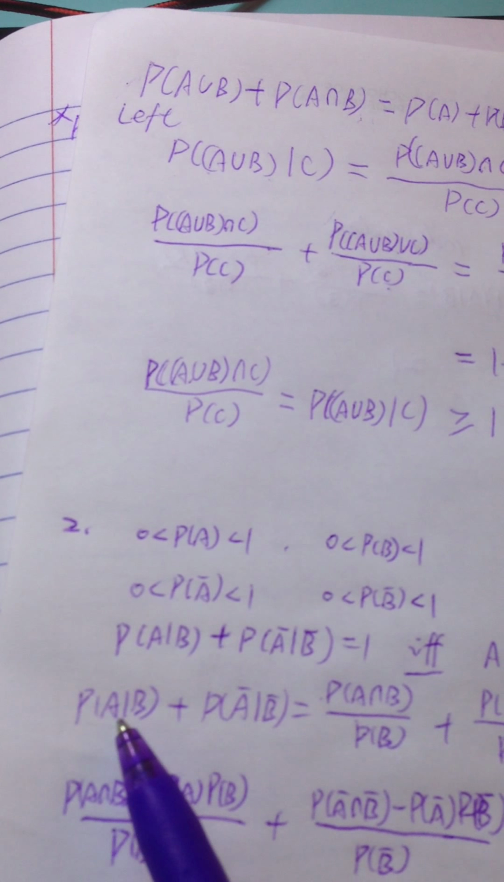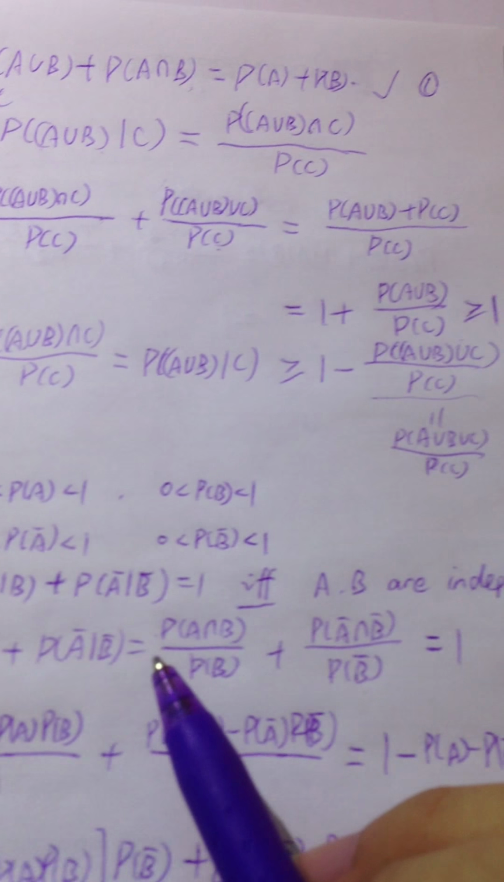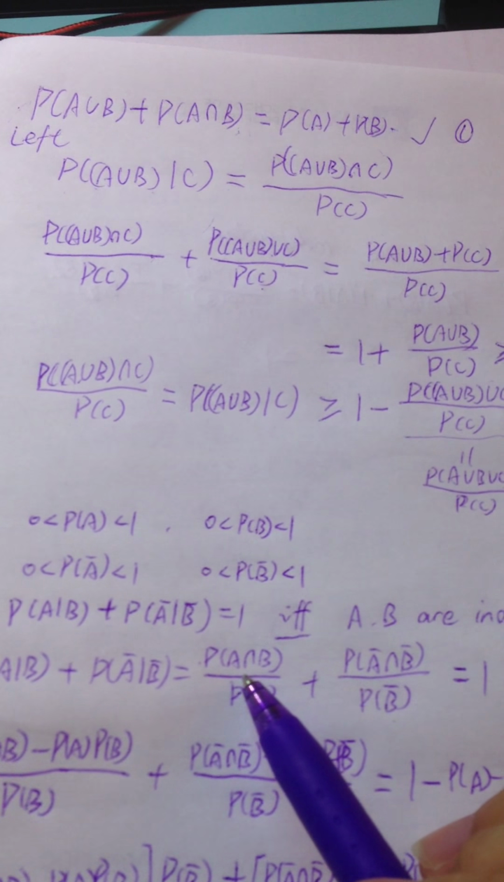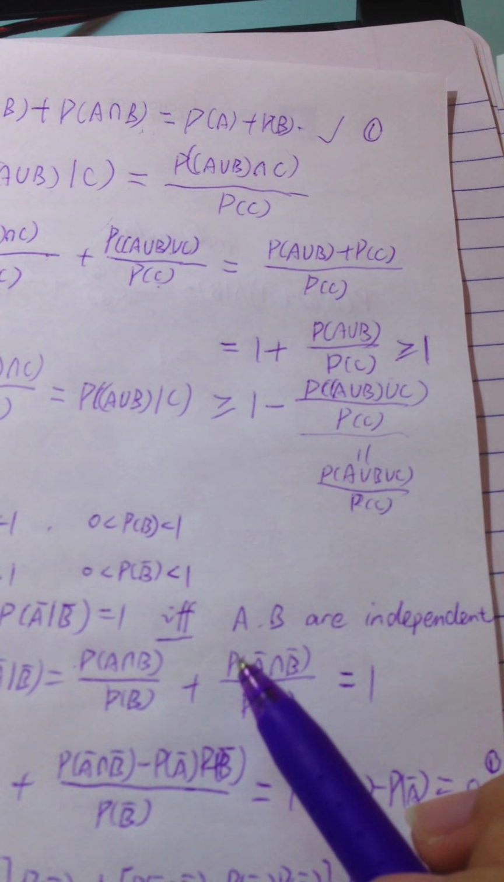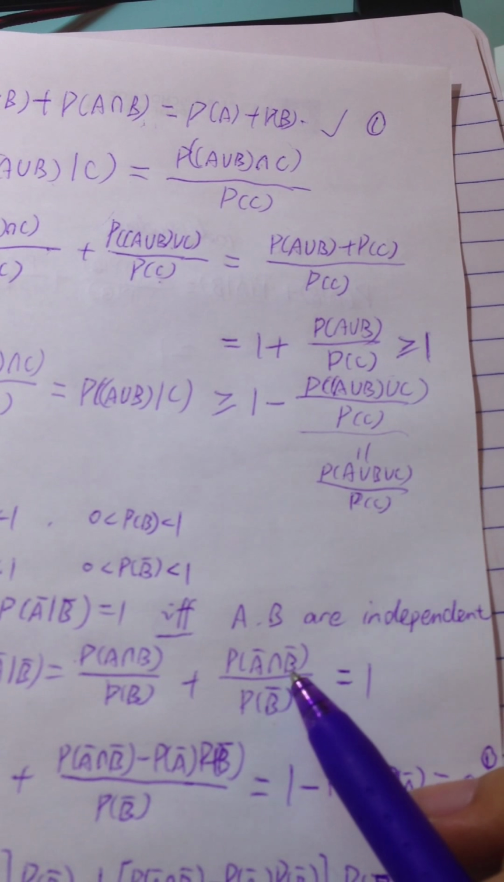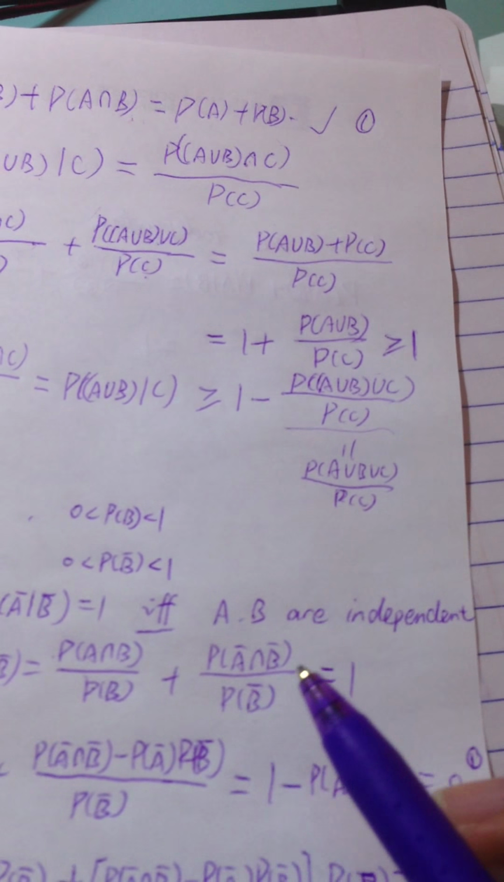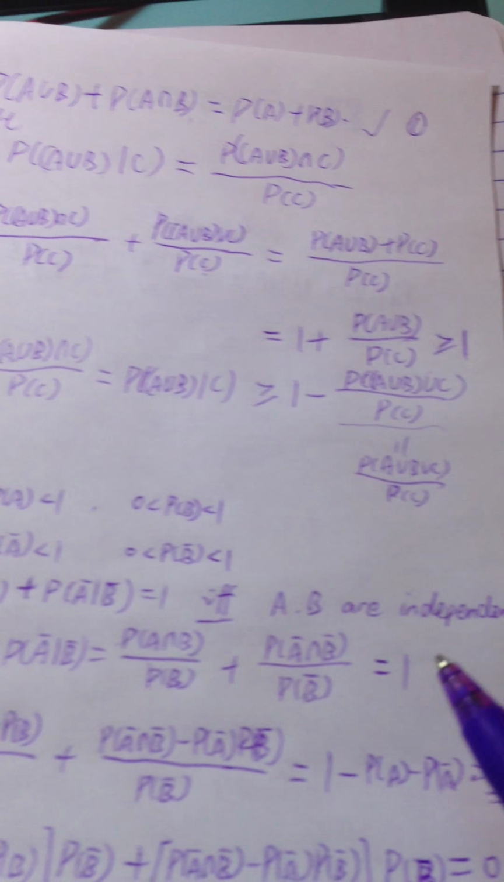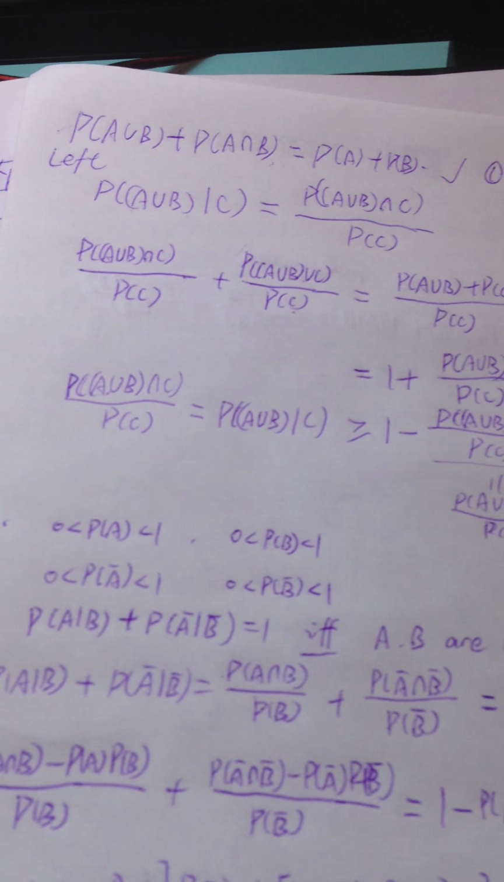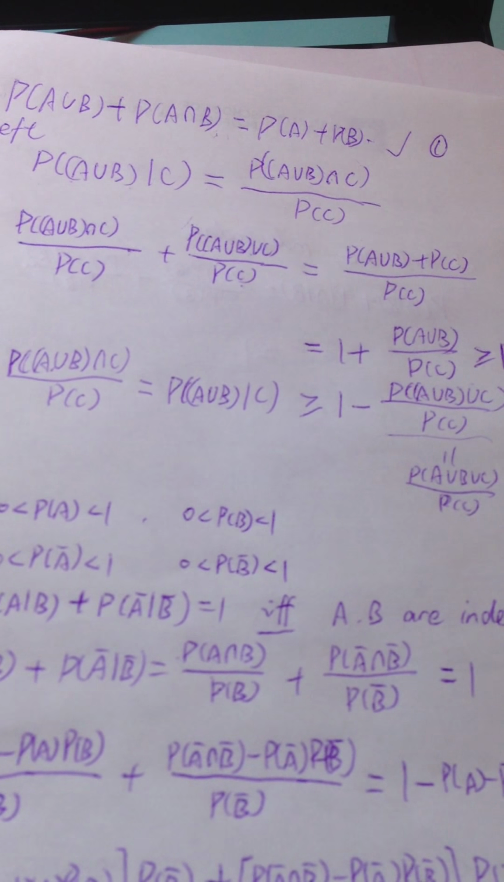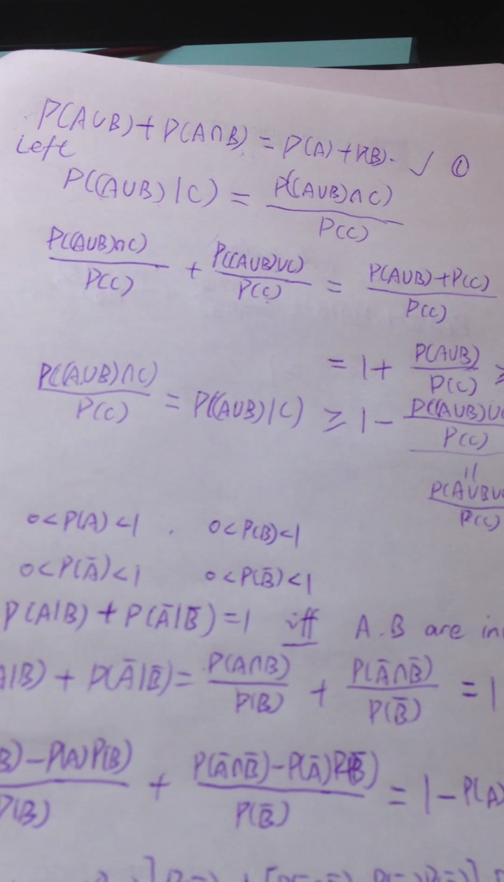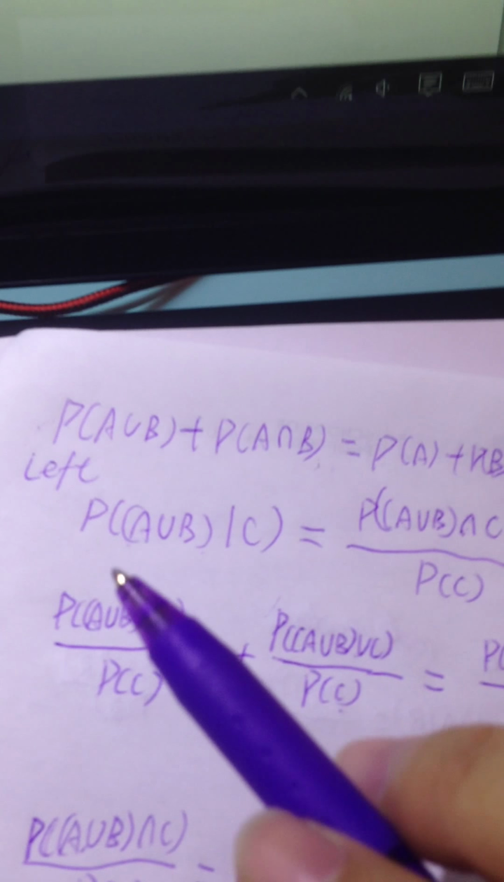The probability of A given B plus the probability of A complement given B complement equals the probability of A intersection B over the probability of B, plus the probability of A complement intersection B complement over the probability of B complement, equals 1. Right? So how can we prove that A and B are independent? I thought about it for a long time, and finally I think I got a way from this formula.